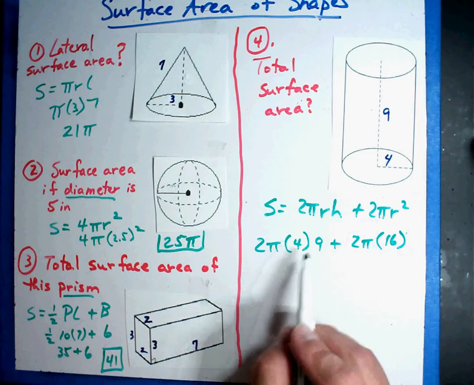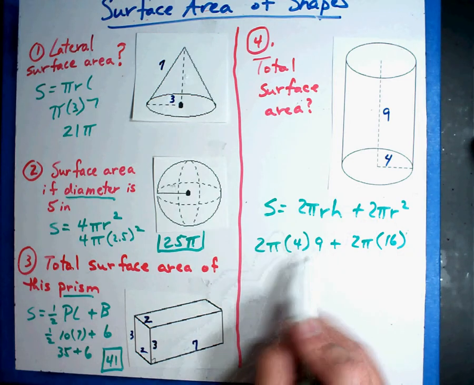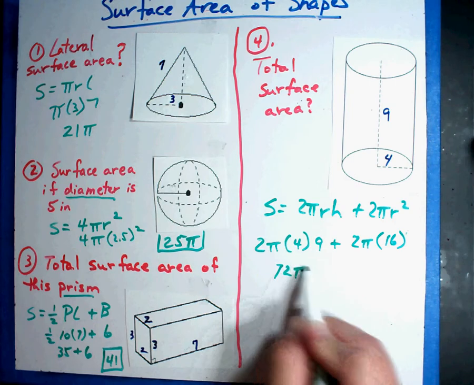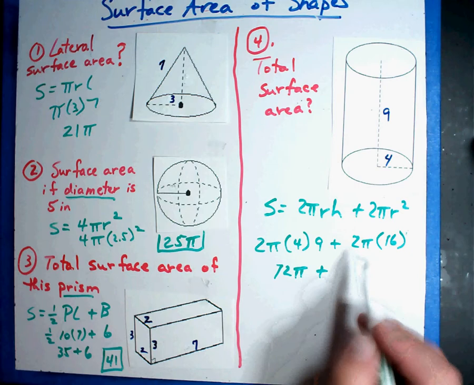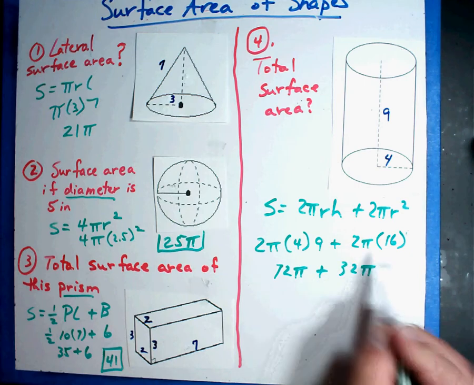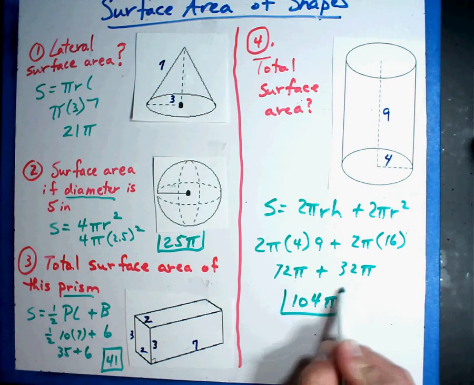So let's do some math. 2 times 4 is 8 times 9 is 72 pi, plus 16 times 2 is 32 pi. Add those together, I get 104 pi as my answer.